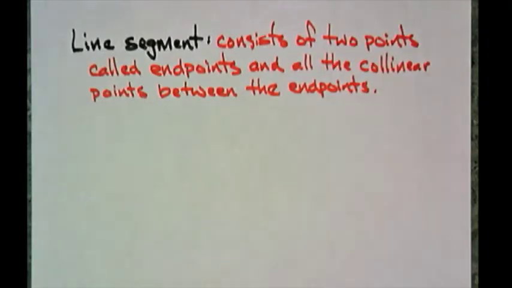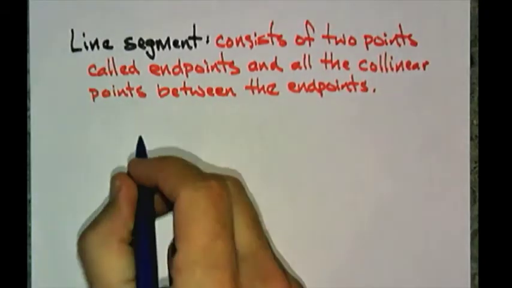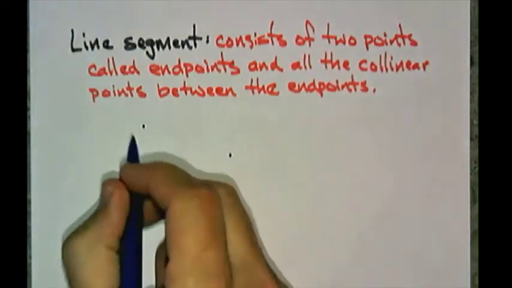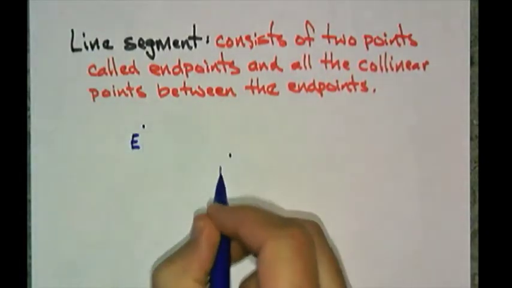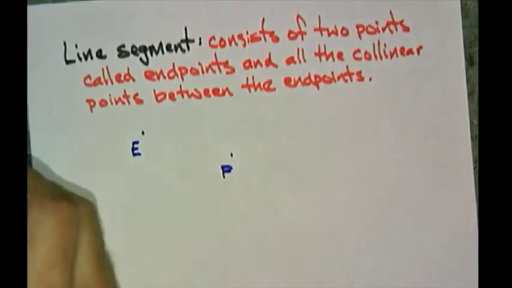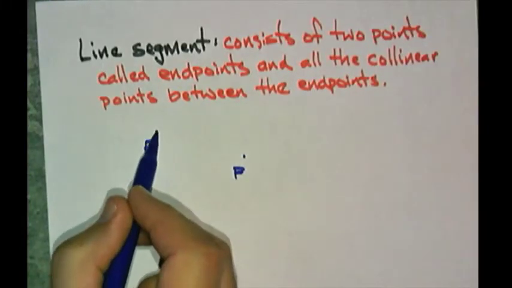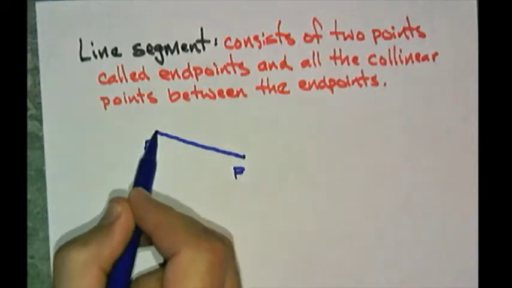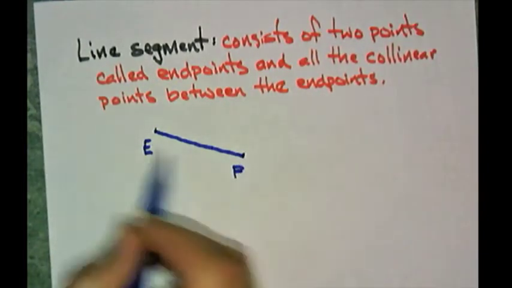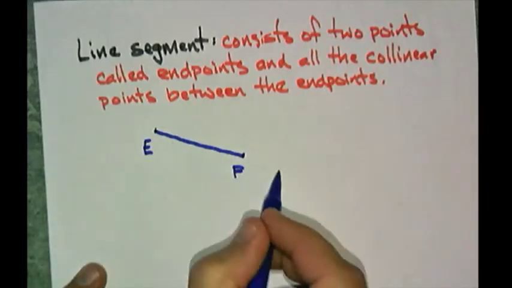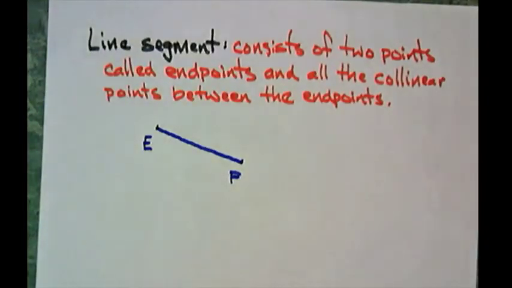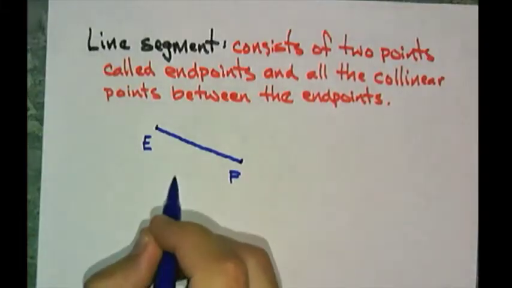The next vocabulary term is called line segment, and of course it consists of 2 points called endpoints and all the collinear points between the endpoints. Collinear meaning on the same line. So we have 2 points, E and F. There's a line that goes through that, but if I want a line segment, I would follow the line that goes through there. It goes on forever, but I'm only talking about the points between the endpoints. So that's a picture of EF.